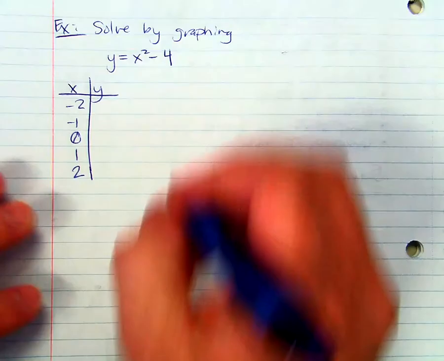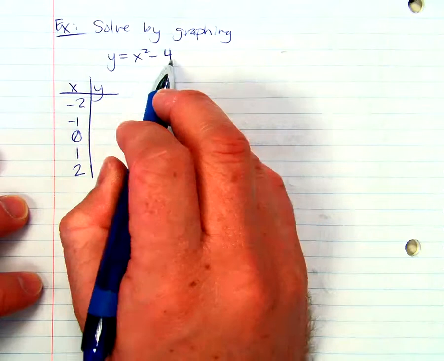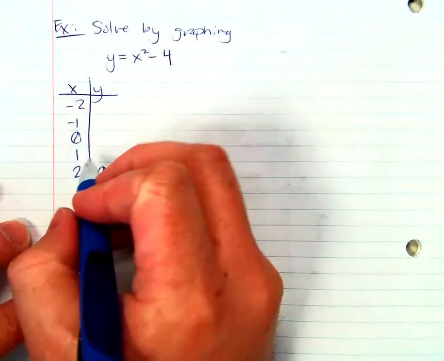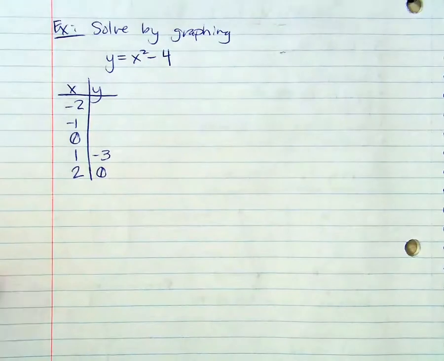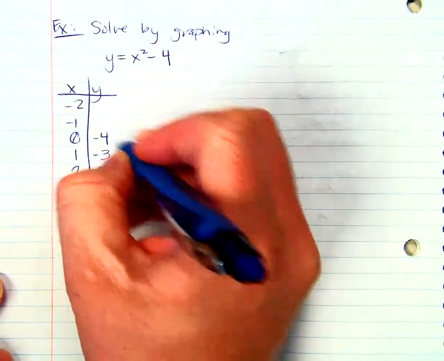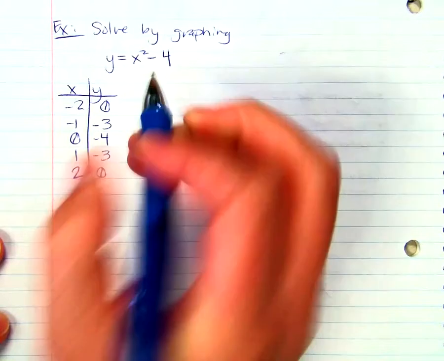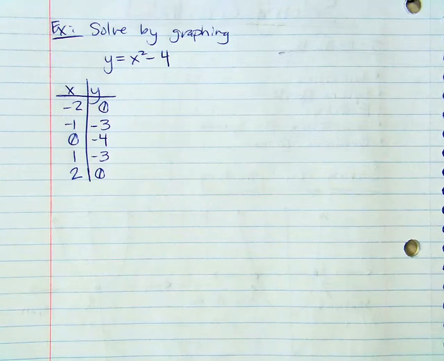And we'll go ahead and plug these in. So 2 squared is 4, and if I subtract 4, it's 0. 1 squared is 1, but if I subtract 4, it's -3. 0 squared is 0. If I subtract 4, I get -4. And because of the way we chose the numbers, they should make a mirror image, so they'll repeat. Those are pretty easy numbers to work with. These are pretty easy numbers to graph.